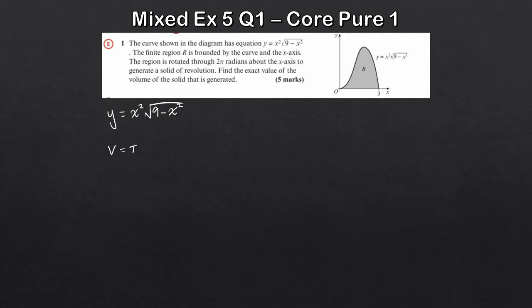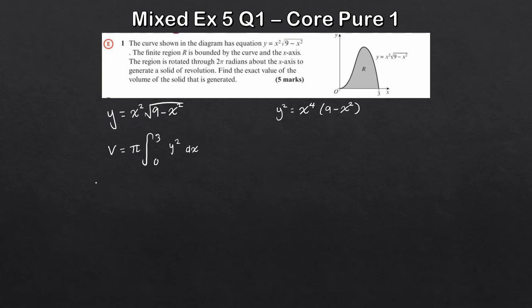V is equal to pi times the integral of my limits. So it's going to be 3 as my upper limit, and my lower limit here is the origin, so 3 to 0, of y squared in this case, and again dx. So y squared, if you squared this expression here, remember treat each one separately. So x squared squared, that'll give you x to the 4. And if you squared this expression here, so the square root of 9 minus x squared, you'll just get 9 minus x squared.